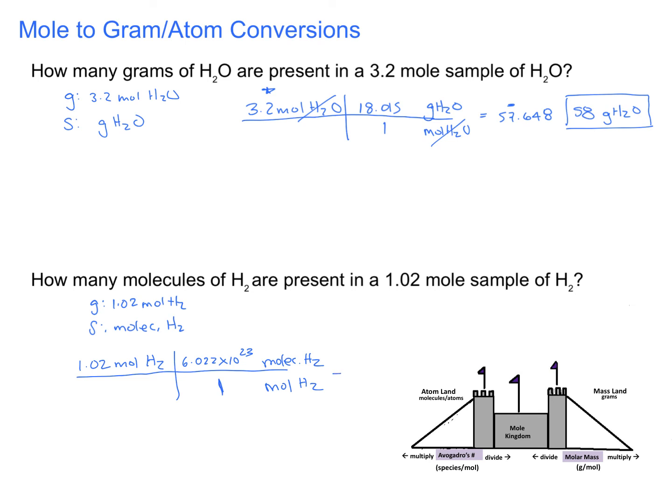We're going to go ahead and plug this into our calculator. That's going to give us 6.142 times 10 to the 23rd. We have 3 sig figs here, and our answer is also going to have 3 sig figs, so that's going to give us 6.14 times 10 to the 23rd. Moles of H2 cancel, and molecules of H2 is what's left over. And that's exactly what we want to solve for.